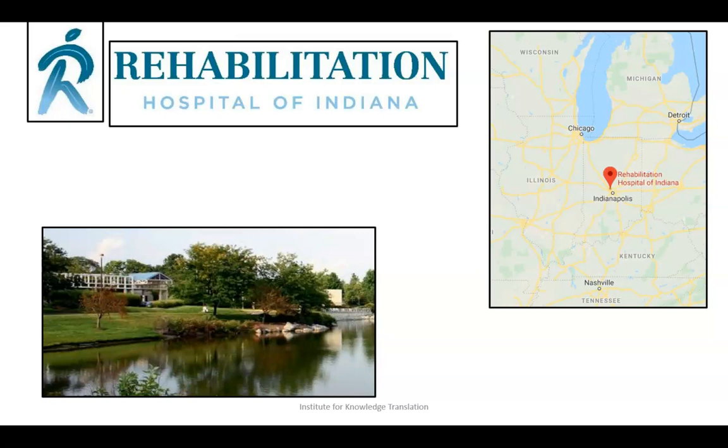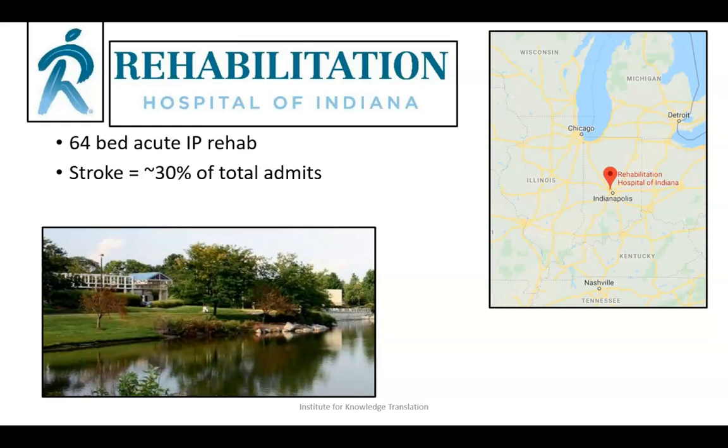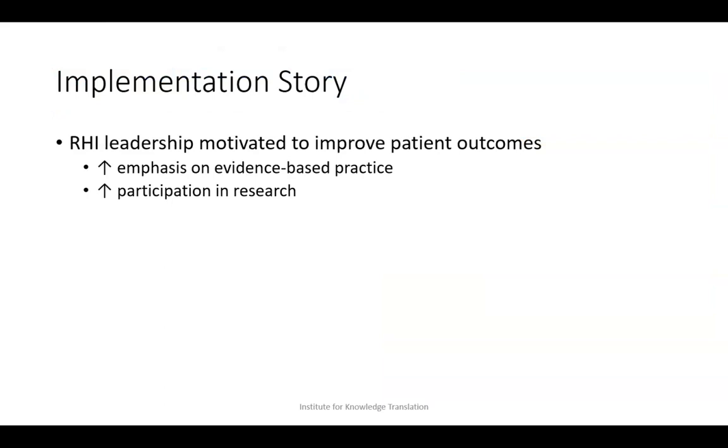So that brings us to First Indiana and the Rehabilitation Hospital of Indiana in particular. It is a 64-bed acute inpatient rehab facility. Stroke accounts for 30% of the individuals admitted to this hospital, resulting in about 300 admissions per year for individuals post-stroke. The story for implementing here really starts with leadership at the hospital being specifically motivated to try to identify strategies to improve patient outcomes. And the two that they really settled on were increasing an emphasis on evidence-based practice by their clinicians and increasing participation in research as a facility.